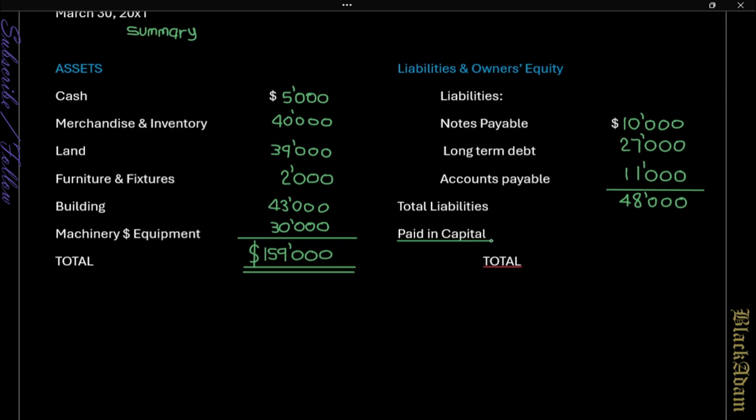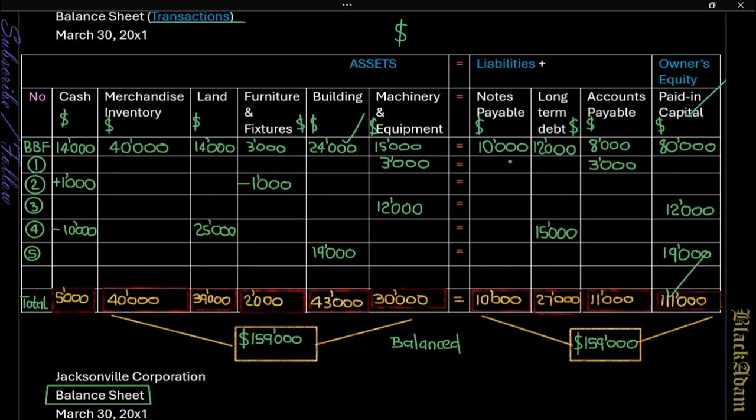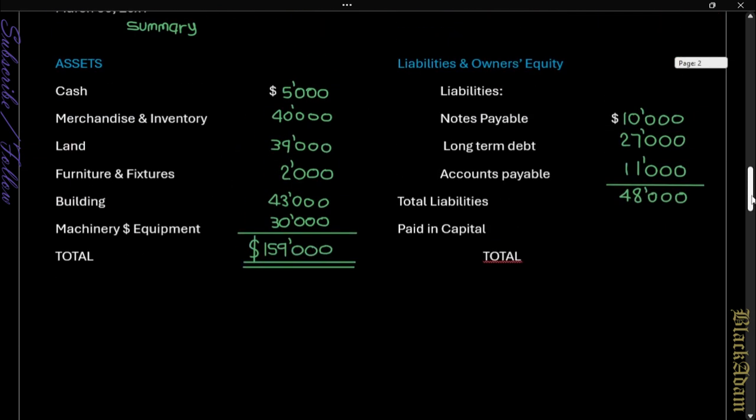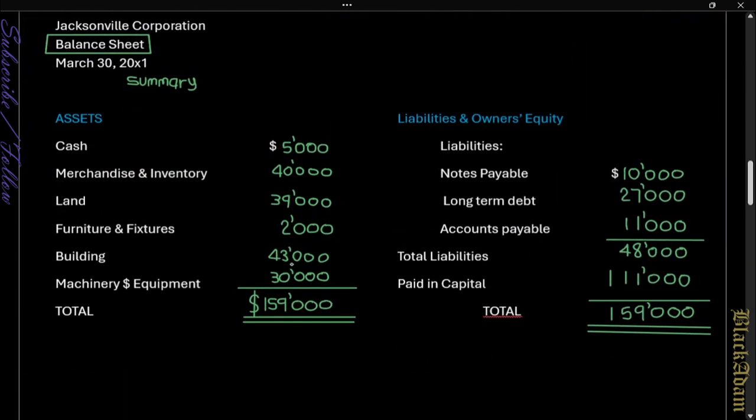So paid in capital is what the owner has invested in the company: 111,000. Adding that up together gives us $159,000. So that's our final answer. If you have any questions, the left hand side balances with the right hand side, and we're done.